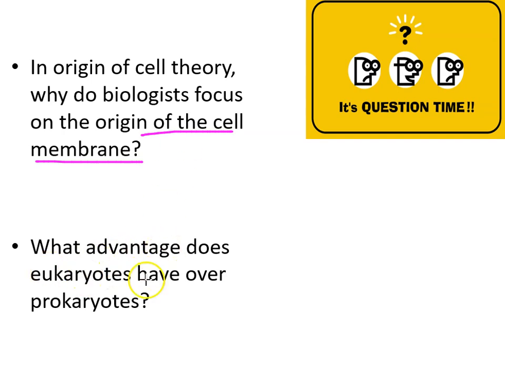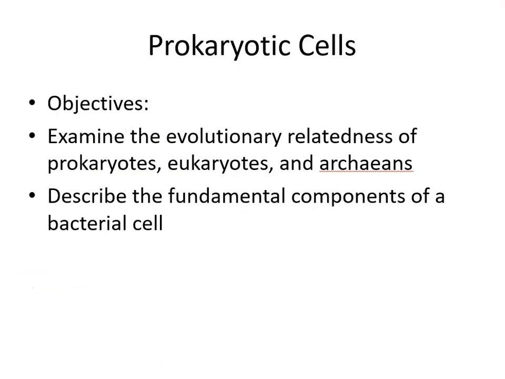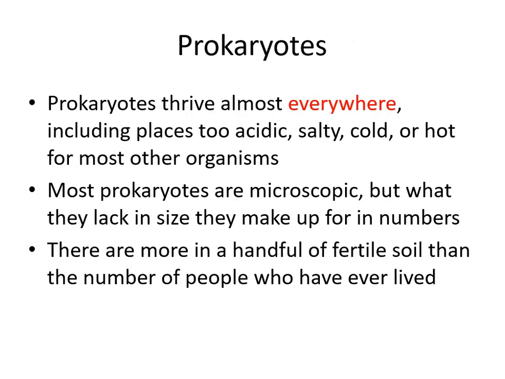What advantage do eukaryotes have over prokaryotes? That's all about compartmentalization and specialization. Eukaryotes have specialized compartments where a lot of different reactions can take place, okay? And so prokaryotes thrive almost everywhere. I mean, places that are too acidic, too salty, too cold, too hot, they're there. Prokaryotes really have mastered the ability to live everywhere. There's more in a handful of fertile soil than the number of people who have ever lived.